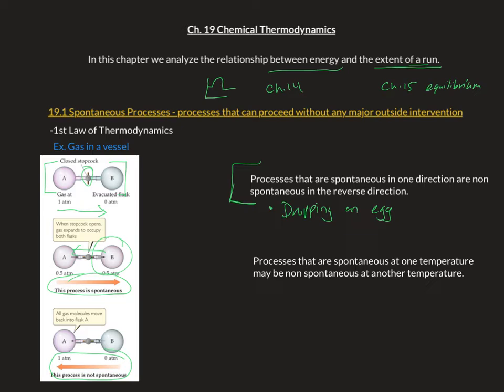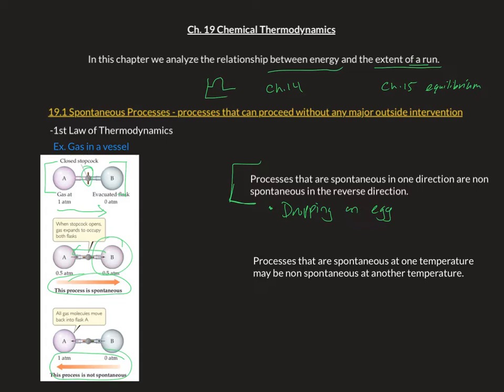An example could be dropping an egg. If I hold an egg up at some gravitational potential energy height, it has energy there. If I let it go, it will just fall on its own and crash to the ground. That doesn't happen spontaneously the other way. Eggs don't just levitate off the ground. You'd have to give them some extra energy and get them back up to that height.